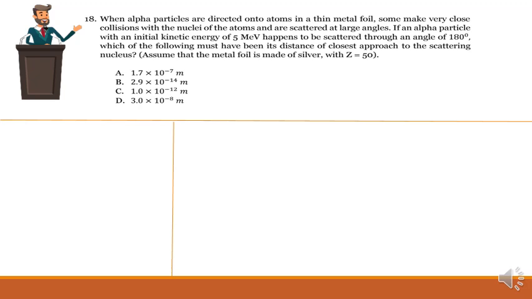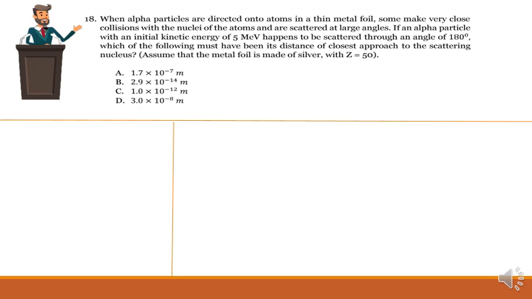When alpha particles are directed onto atoms in a thin metal foil, some make very close collisions with the nuclei of the atoms and are scattered at large angles. If an alpha particle with an initial kinetic energy of 5 mega electron volts happens to be scattered through an angle of 180 degrees, which of the following must have been its distance of closest approach to the scattering nucleus?